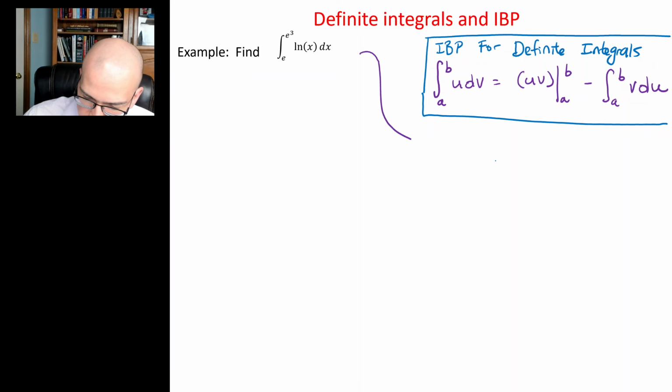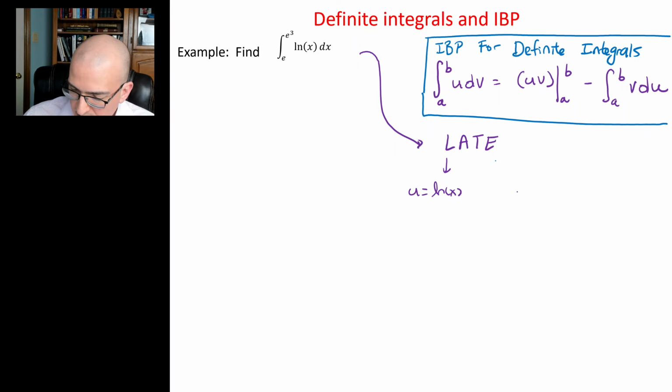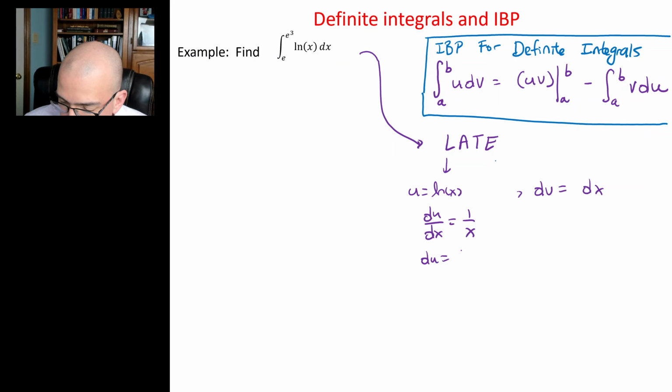So for this problem, in our acronym LATE, we have a log. u is equal to ln of x. That means dv is equal to everything else, which is just dx. That's all that's left. We've taken everything into consideration for the u part, except the dx. I'll take the derivative of our u. du by dx is 1 over x. Rearrange. du is equal to 1 over x times dx.